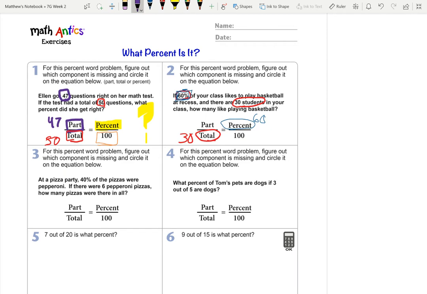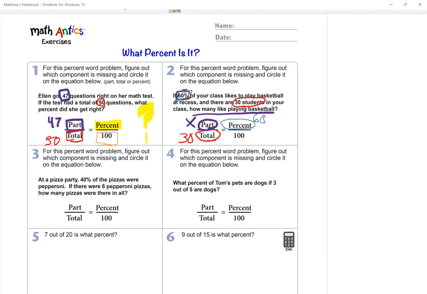Again, we'll choose purple for our parts. That's going to be our missing number, our part. So I'm going to highlight part because that's what we're missing. I'm going to put X in there. X over 30 equals 60 over 100.